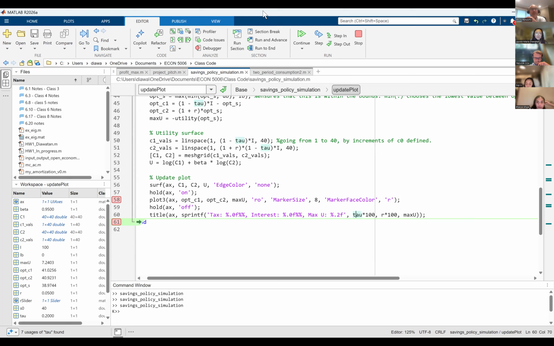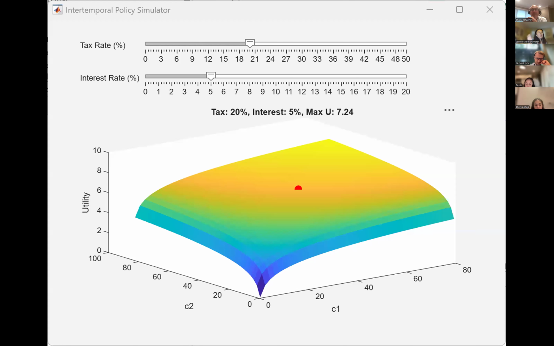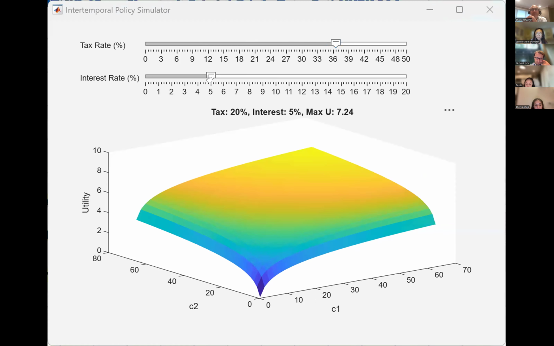And all this to say, if you run this program, your final result will be, let's see, I'm going to share that right here. Your final result will be this intertemporal policy simulator with the interactive sliders up here, ranging, hopefully you can still see it, from 0 to 50. And then you also have, I can manipulate it further. Let's say I want an interest rate. But essentially what this does is that it'll tell you, with this tax rate, with this interest rate, this is the max utility.